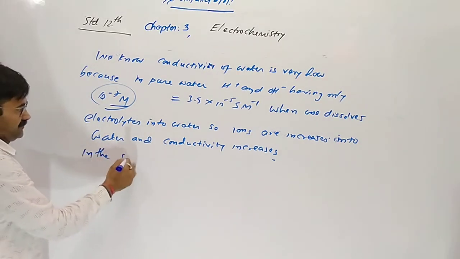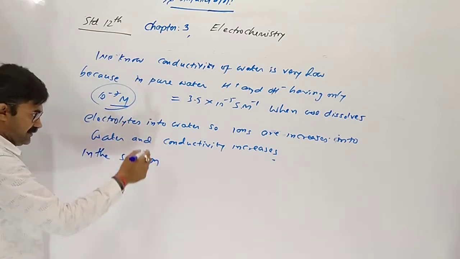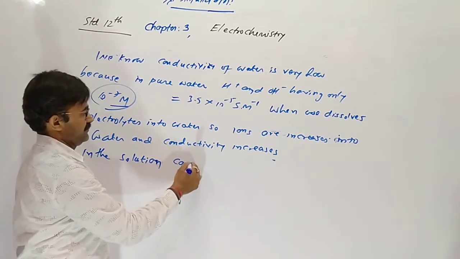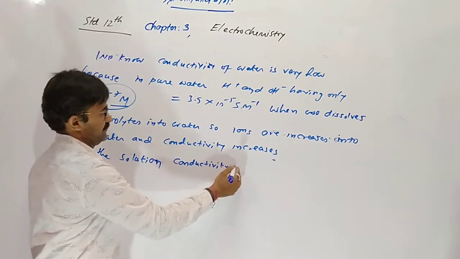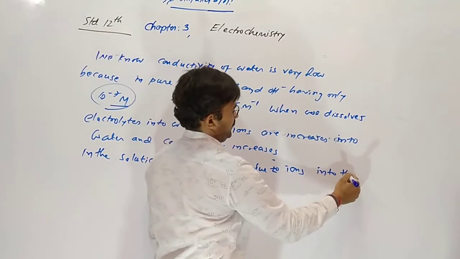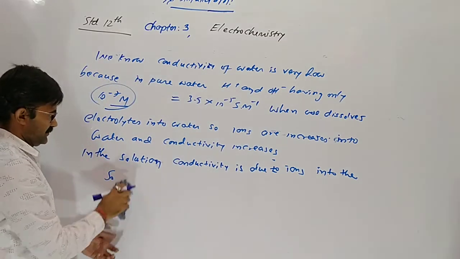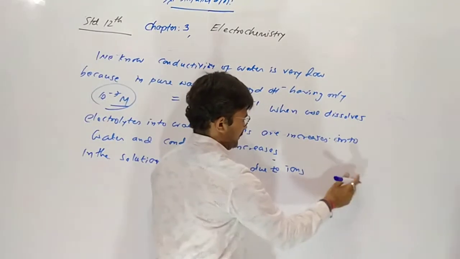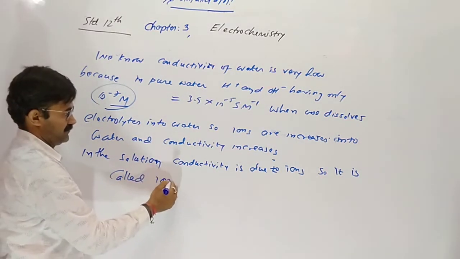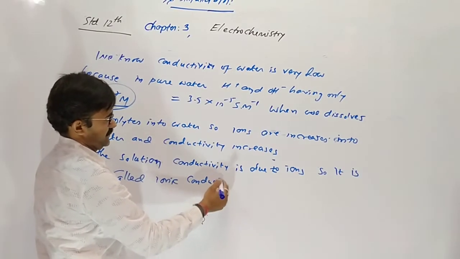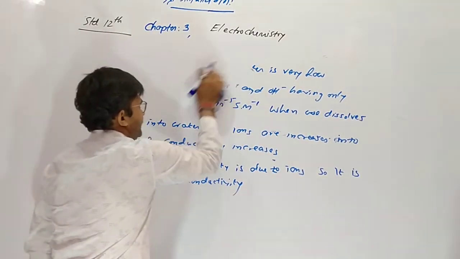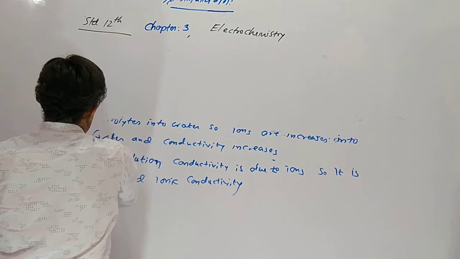In the metal, conductivity is due to free electrons, so it is electronic conductivity. In the solution, conductivity is due to ions in the solution, so it is called ionic conductivity. Yes. Now, ionic conductivity depends upon some factors.